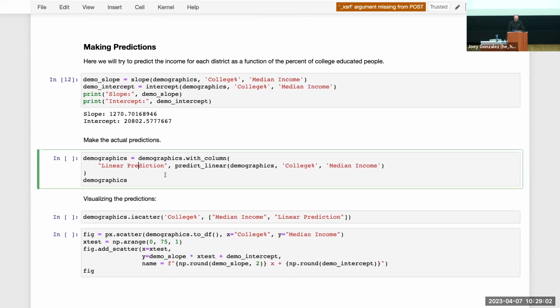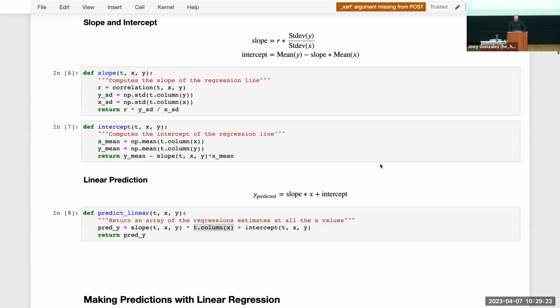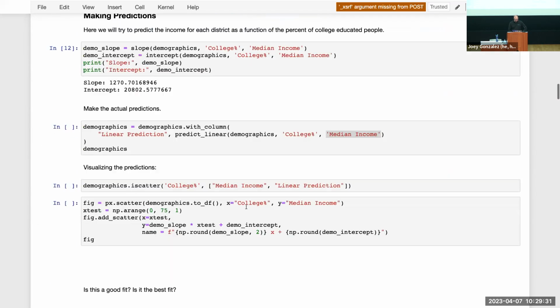Let's actually plot this. So first thing I'm going to do here is use my prediction function, and I'm going to predict for my demographics. This is going to be my X value. Sorry, my X value is college percentage. Why does my predict linear take the median income as the argument here? It doesn't need to. That's a bug. Why does it need it? Oh, it does need it. Sorry. My predict linear actually is going to compute the slope and the intercept on the fly. So let's go back here for a second.